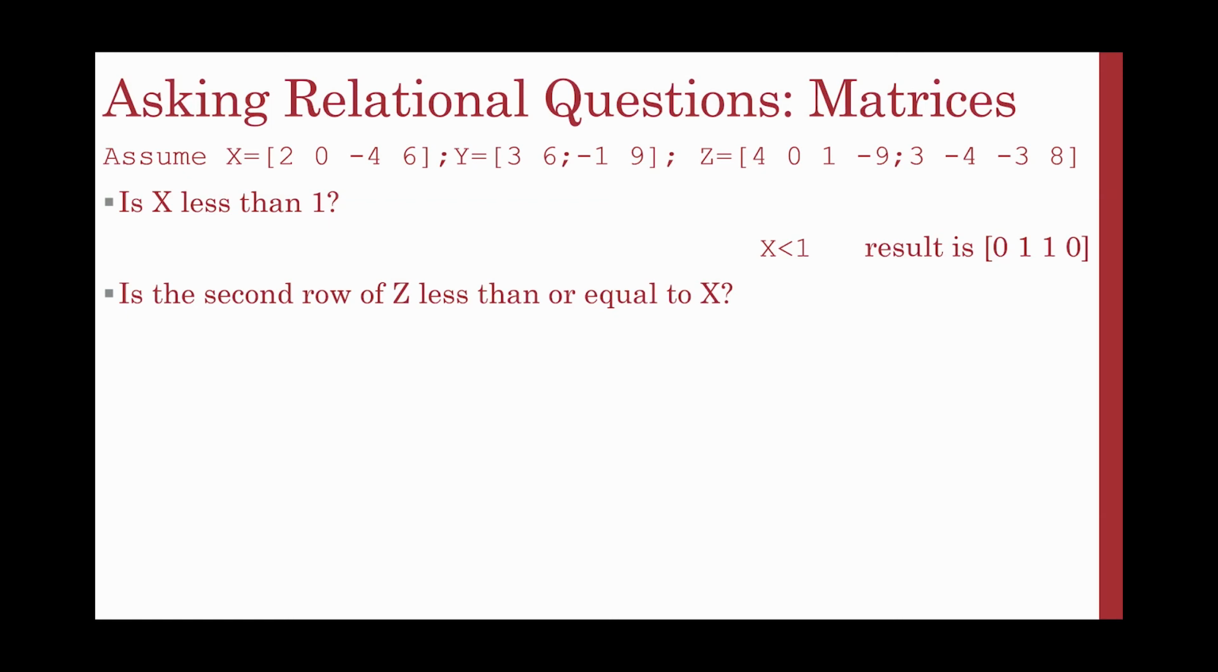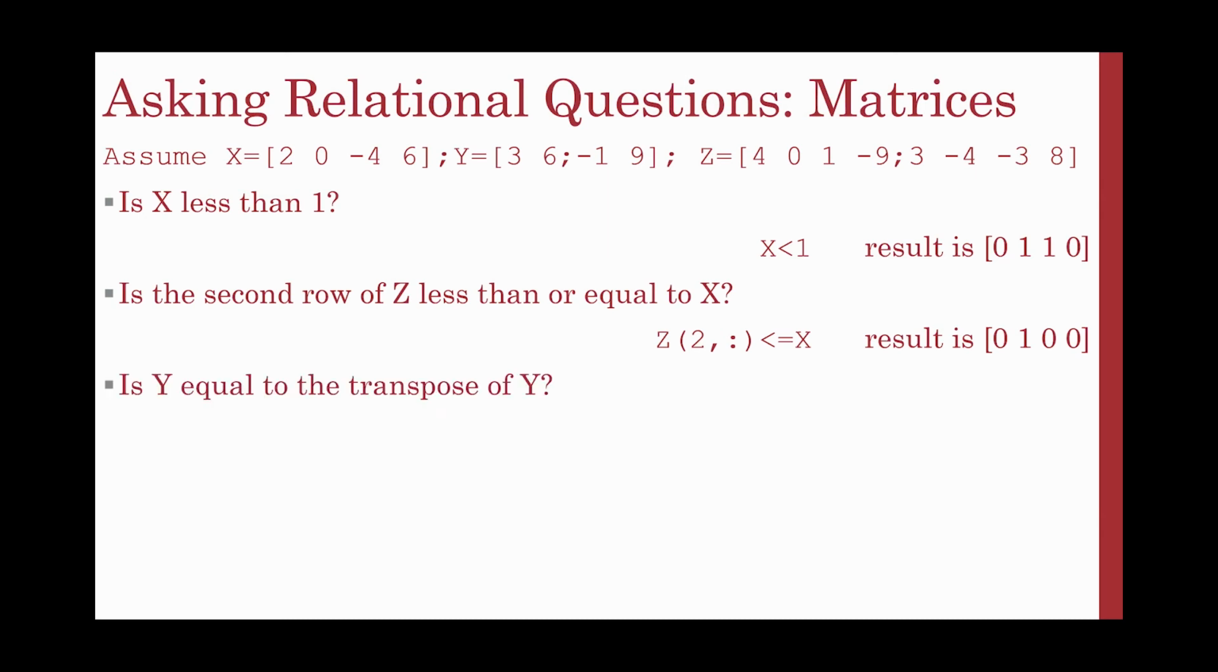So I say, is the second row of z less than or equal to x? I can say z, row 2, all columns, less than or equal to x. And again, you're going to get the results for what values are false and what values are true. Is y equal to the transpose of y? So y equals transpose of y. You're going to get which results are true and which ones are false. Note that the ones that are testing positive are the diagonal, which is what is true when you transpose a matrix. I can ask, is x greater than or equal to y?